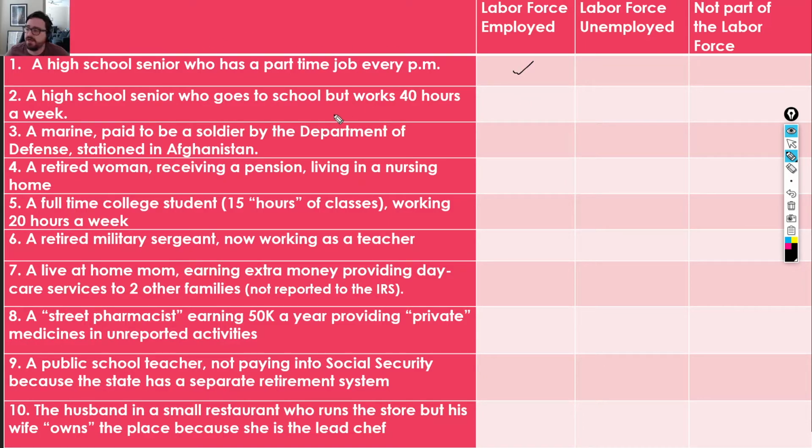It doesn't matter. So if you're a high school person who has a job every night, or a job some nights, you're employed. If you go to school but also balance 40 hours a week, yeah, you're employed. You are full-time, but you're also employed.